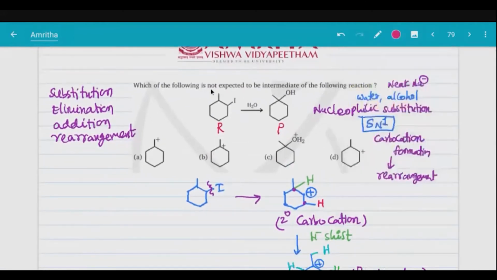See, look at the question now. Which is not expected? What is the answer now? Primary is not expected, right? So which is primary? This is not possible. Secondary, yes, possible, right? This is our answer, which is not expected. So this is possible, this is possible, this is possible.